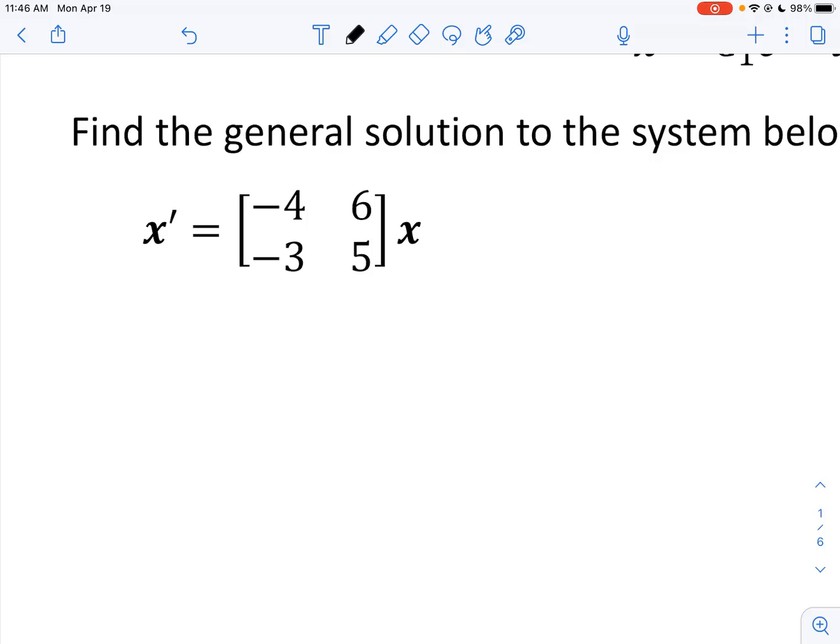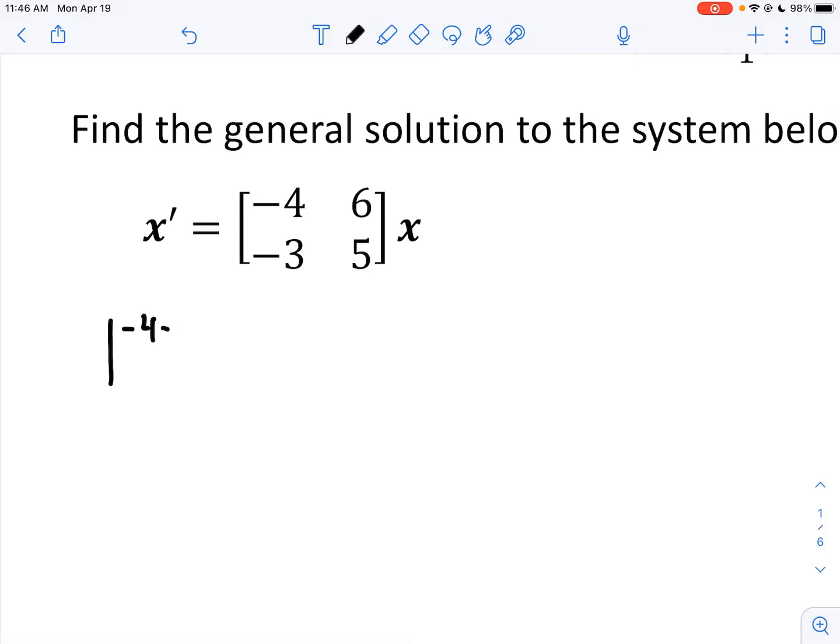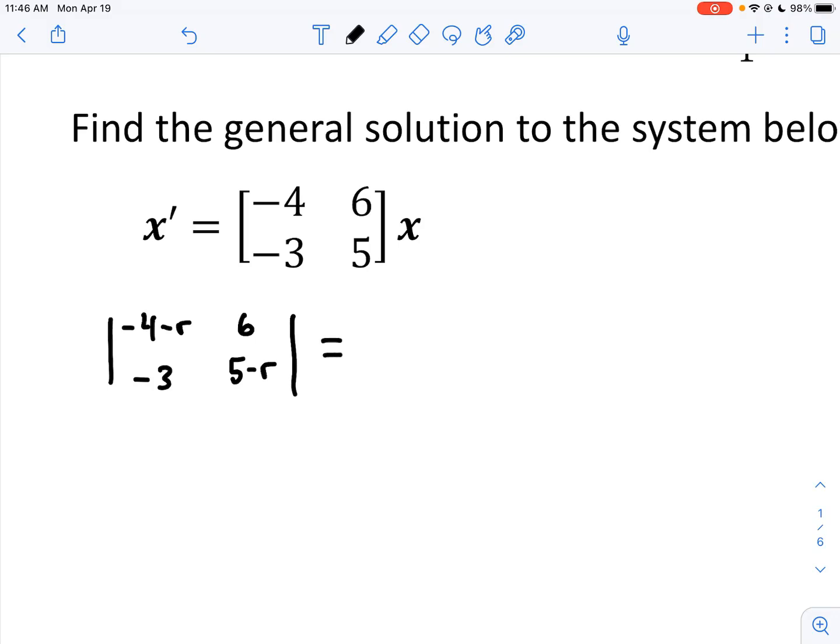To set up the eigenvalues, we want to remove r from each of the main diagonals and then find the determinant and set that equal to 0. So absolute value signs mean we're doing a determinant of a matrix. We do -4 minus r. Now the non-main diagonal entries, the 6 and -3, stay the same, but then also remove r from the 5. And then we're doing this determinant, and we want that determinant to be equal to 0.